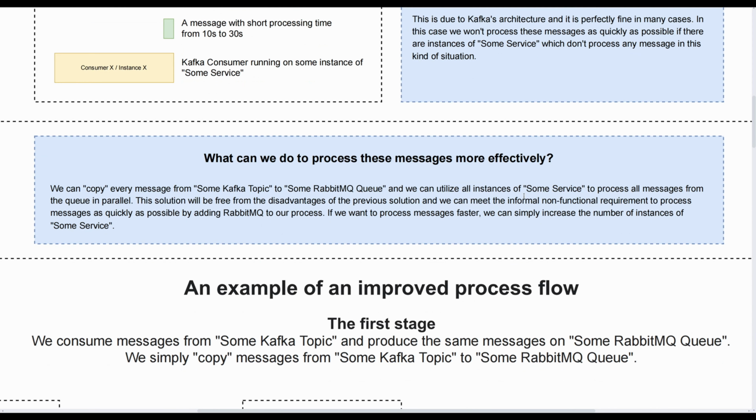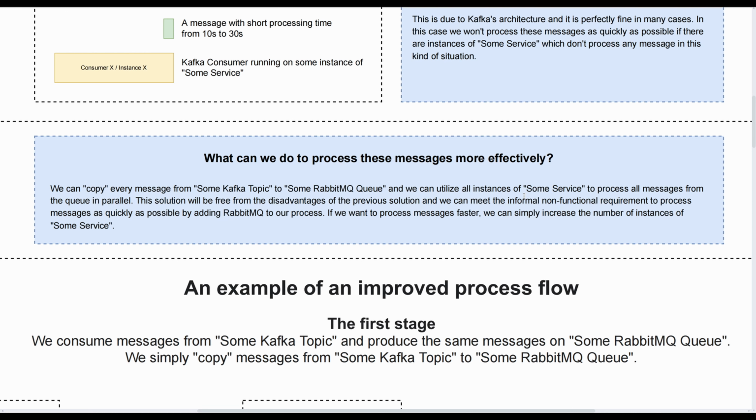So, what can we do to process these messages more effectively? We can copy every message from some Kafka topic to some RabbitMQ queue, and we can utilize all instances of some service to process all messages from the queue in parallel. This solution will be free from the disadvantages of the previous solution, and we can meet the informal non-functional requirement to process messages as quickly as possible by adding RabbitMQ to our process.